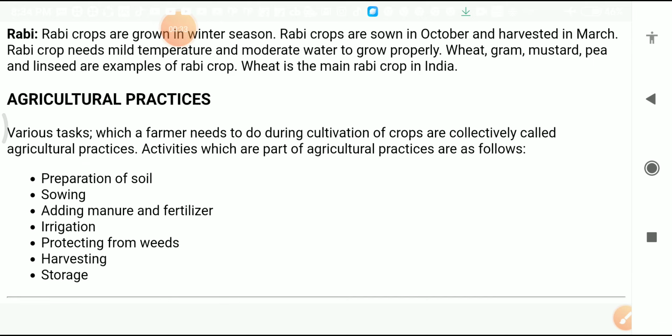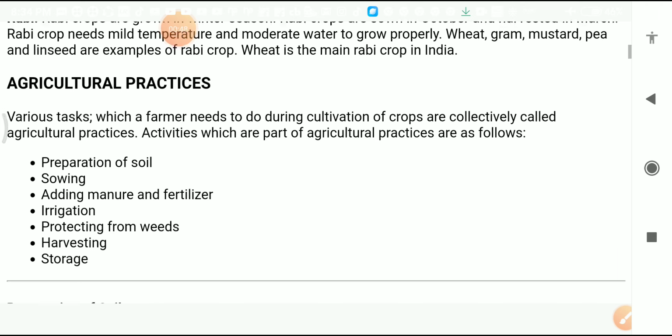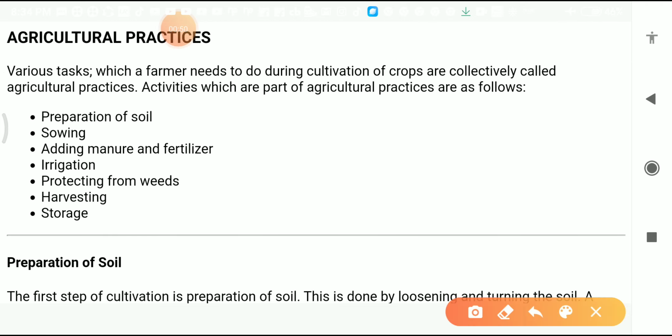The various tasks done by the farmers during the cultivation of crops are called agriculture practices, and many practices come under this. These are the preparation of soil, sowing, adding manures and fertilizers, irrigation, protection from pests, harvesting and storage. These are all the practices done by the farmers. Now let's discuss them one by one.